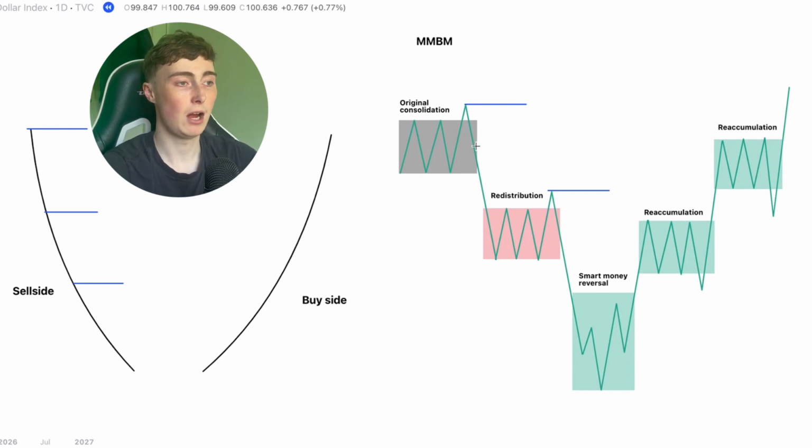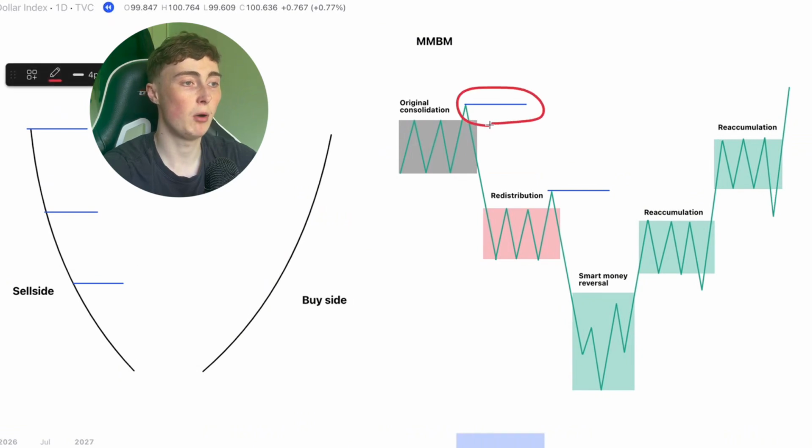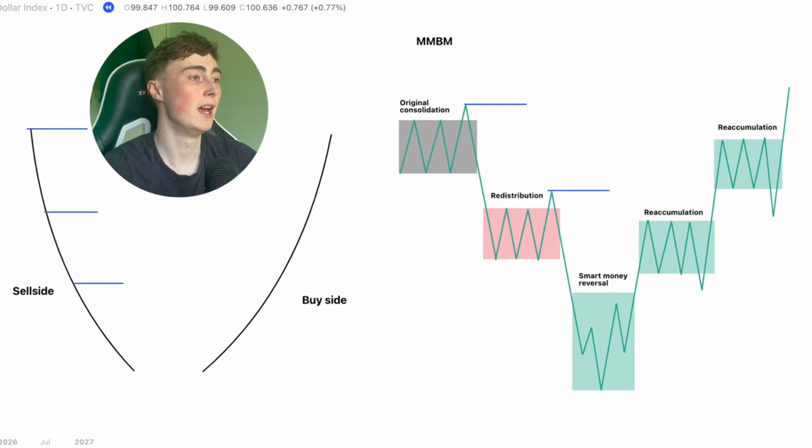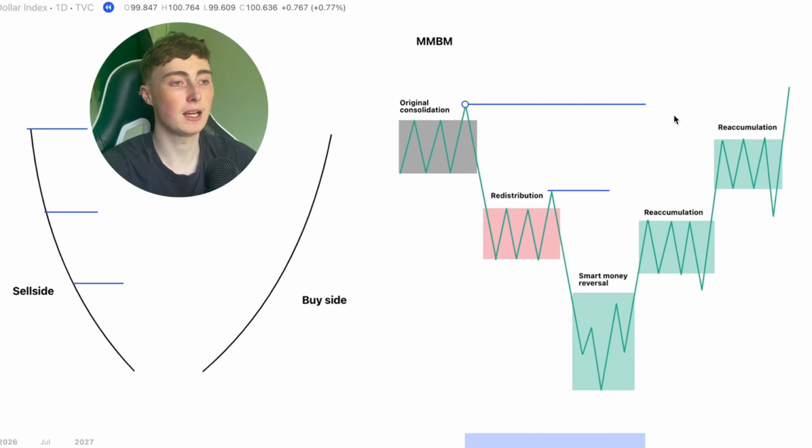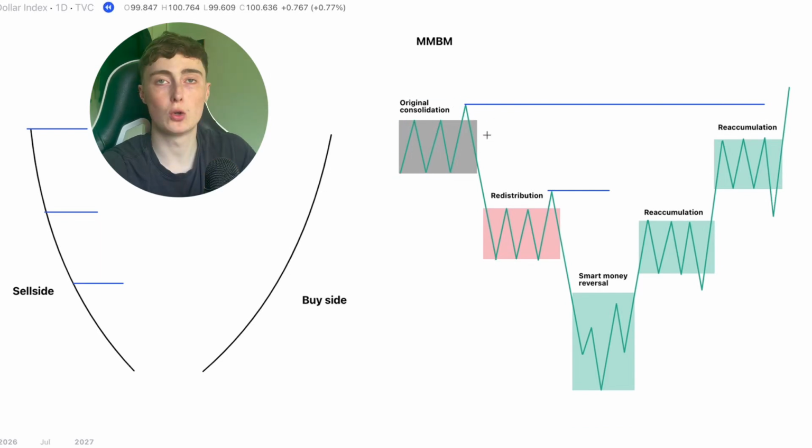Now, in that original consolidation, price is going to form a high, right? It's going to leave behind a high, which is a level of liquidity. Now, that high that is formed is going to be the main target for the buy side of the curve, right? So the market maker buy model, the main objective is going to be to come back and target that level of liquidity formed in the original consolidation.